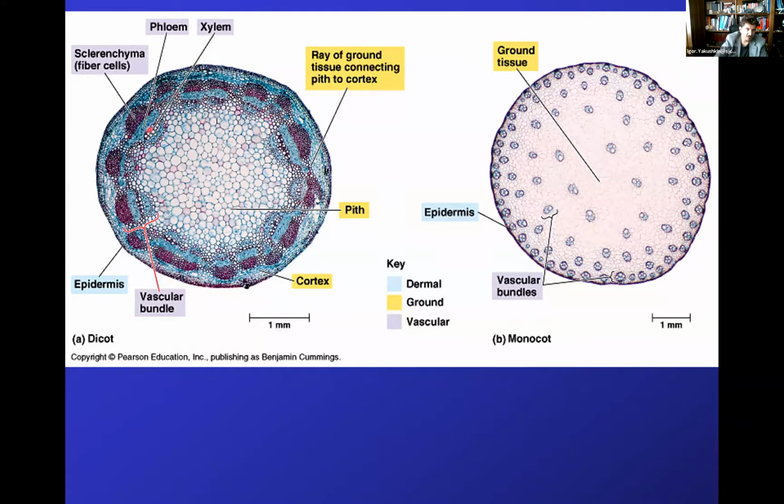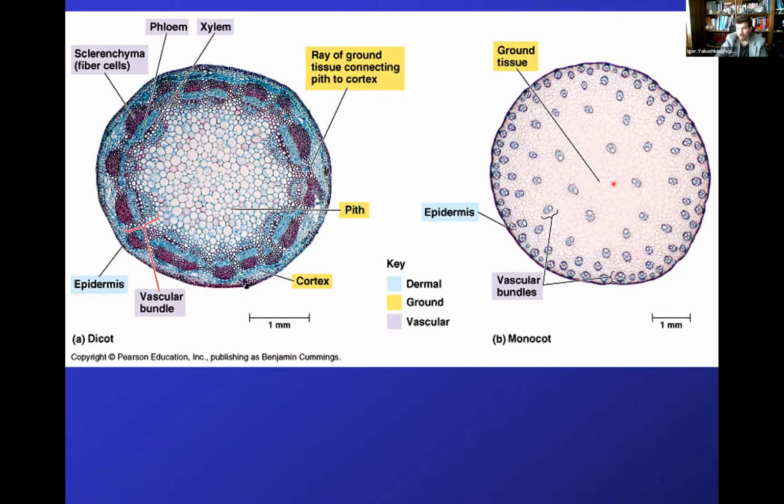Vascular cambium will be in between of them, and then you will find the sclerenchyma or fiber cells providing the overall support to the stem. In the monocot stem, what you will see is tons of those vascular bundles throughout the stem. They're not arranged in a nice neat ring as here.